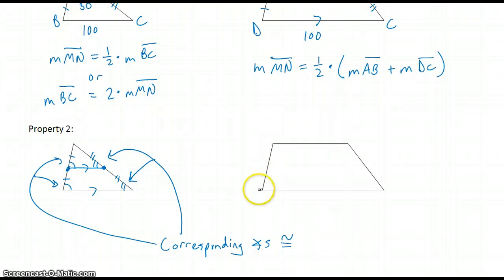When we look at the midsegment of a trapezoid, we already have a pair of parallel bases, and if we draw in our midsegment, it will also be parallel to the two bases. So we have more congruent angles. This angle will be congruent to this angle, and this angle will be congruent to this angle because they are corresponding.